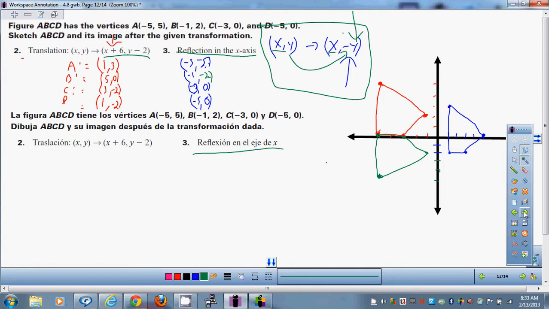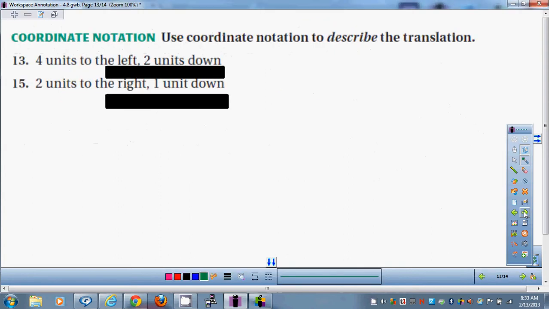4 units left, 2 units down. So they're all going to be of this form. They're all going to be x plus or minus something, y plus or minus something. Blake, what's the first one? Very good. Left means you're going left minus 4 units. Down means you're going minus 2 units. Whereas right and up would be plus plus.